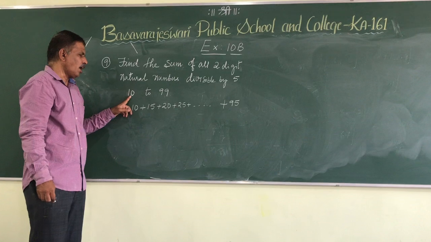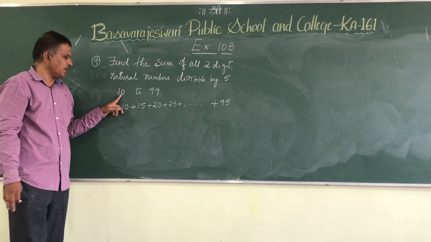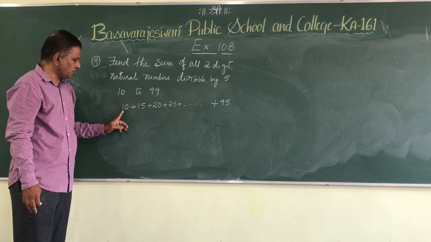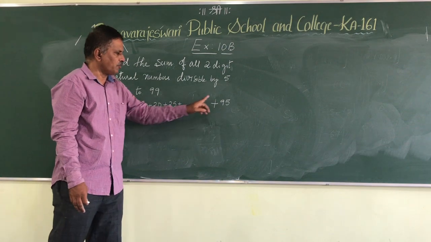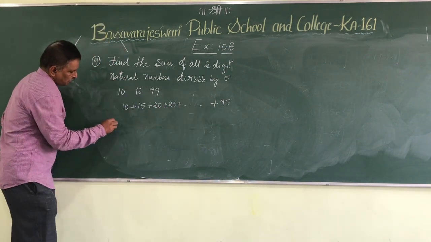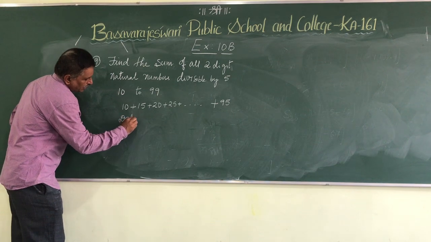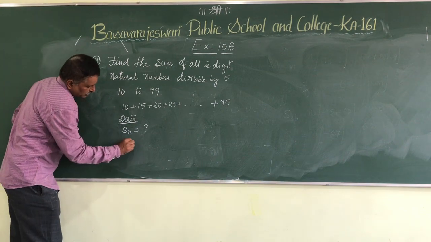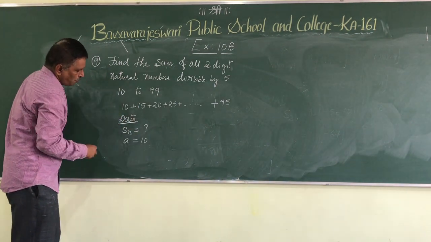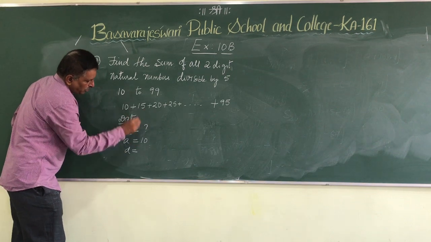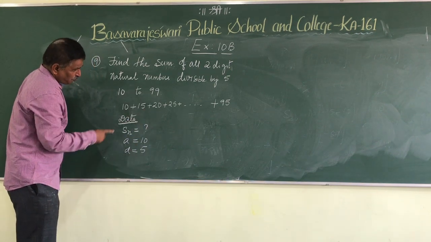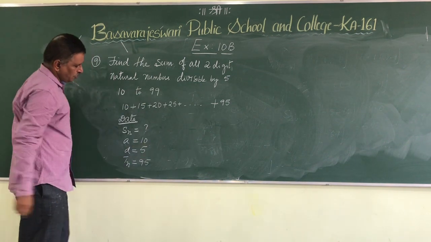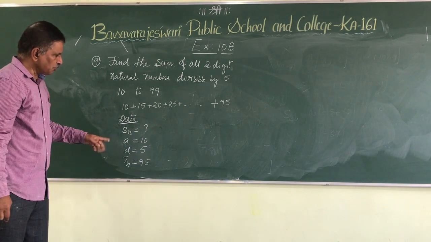No doubt two-digit numbers are 10, 11, 12, 13, 14 up to 99, but you are supposed to write only those numbers which are divisible by 5. So I have taken the sequence as 10, 15, 20, 25 up to 95, the last term. So according to the given question, Sn is what we are supposed to find out. A is the first term, that is 10. Common difference will be 5. Then last term Tn is 95. So we got A, D as well as Tn.